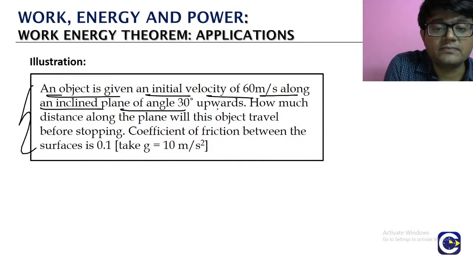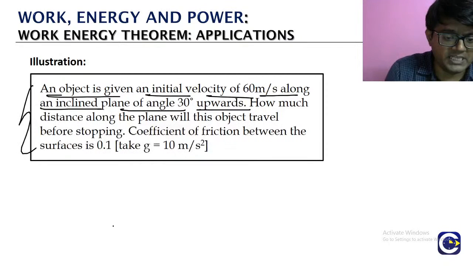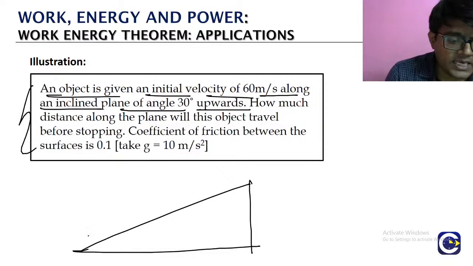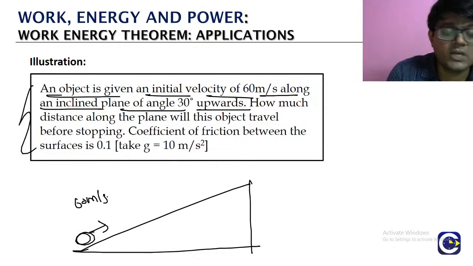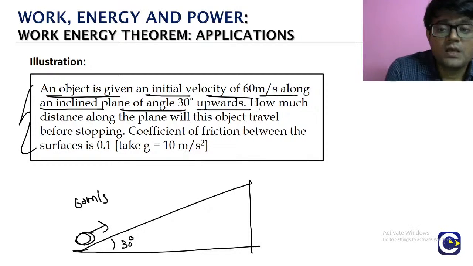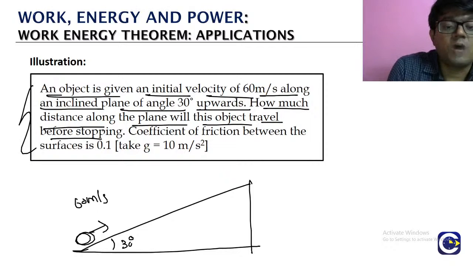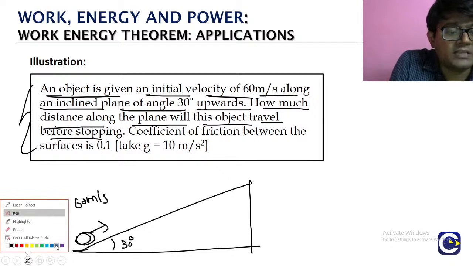So here, an object is given an initial velocity of 60 meter per second along an inclined plane of angle 30 degrees upwards. How does it look? We have an inclined plane, and from the bottom we have given a velocity. What is the velocity? 60 meter per second along the plane. What is the angle of the plane? 30. How much distance along the plane will this object travel before stopping? What are they asking?